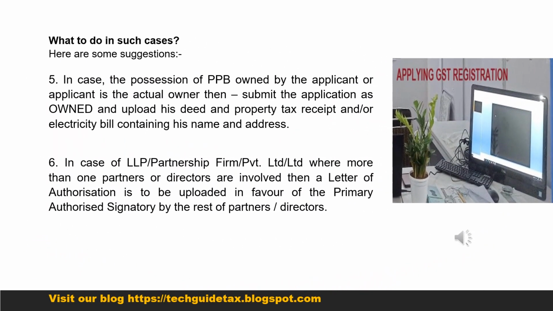5. In case the possession of the PPB is owned by the applicant, or the applicant is the actual owner, then submit the application as owned and upload his deed and property tax receipt and/or electricity bill containing his name and address. 6. In case of LLP/partnership firm/private limited where more than one partner or director is involved, then a letter of authorization is to be uploaded in favor of the primary authorized signatory by the rest of the partners/directors.